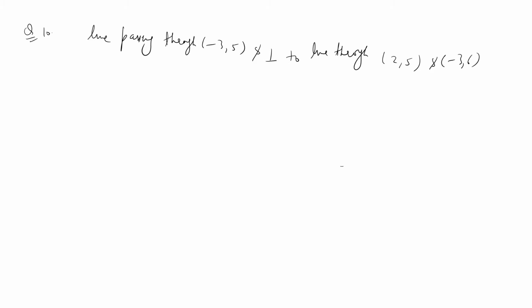A line is there, say, which is passing through these 2 points, right? So one more line is there, okay, which is passing through the point minus 3, 5, just this is given, and is perpendicular to this line AB. Okay, is perpendicular to this line AB, right? You have to find the equation of this line, right? Say the name of this line is CD.